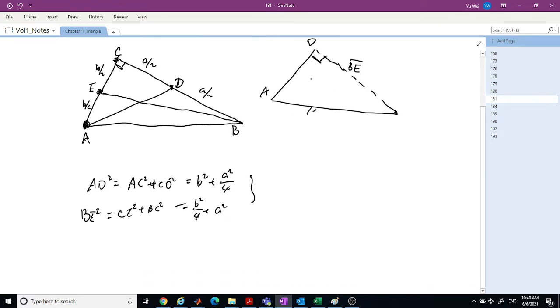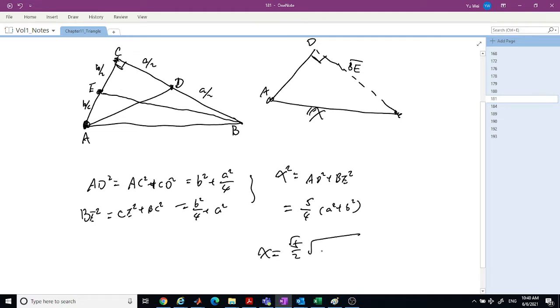So the new hypotenuse will be x. So x squared is equal to AD squared plus BE squared, which is 5 over 4 of a squared plus b squared. So now we can solve x, right? It's root 5 over 2 times the root of a squared plus b squared.